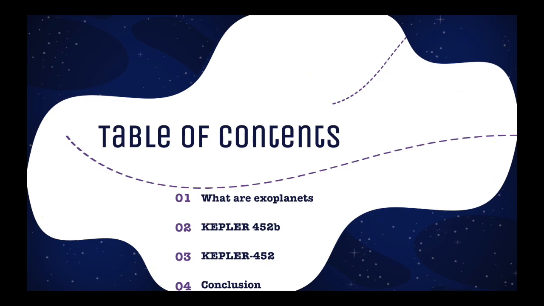So moving on to our table of contents, we have divided our topic into 4 parts. First, we will discuss what exoplanets are. Second, we will talk about a planet called Kepler 452b. Third, we will discuss its host, named Kepler 452. And last, we will end with a conclusion.